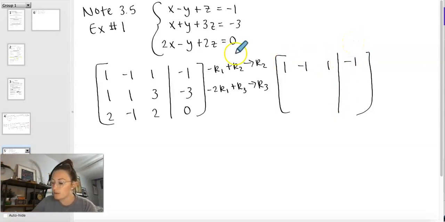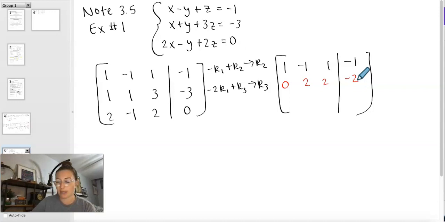Okay, so row 2 is going to change. What I am doing to change row 2 is the opposite of row 1 plus row 2. So I'm doing opposite of 1, so negative 1 plus 1 is 0. So I write a 0. I'm doing opposite of this negative 1, so positive 1 plus 1 gives me 2. This is now going to be a negative 1 plus 3, which would give me 2. And this is now going to be a positive 1 plus negative 3, which gives me negative 2. So hopefully you all followed that.